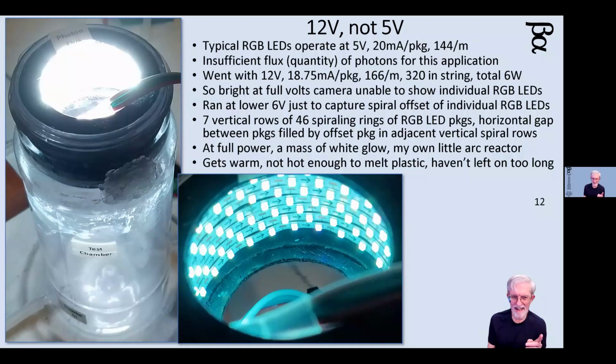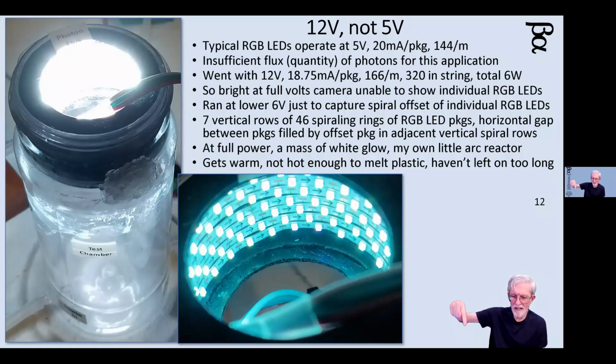Picture on the left is with the flux generator running. It's not a flux capacitor, it's a flux generator running at the full 12 volts. And it was so bright, my mobile phone camera could not make out the individual LEDs. It was just a glowing white blob. So I had to drop the power supply voltage down to 6 volts until it was dim enough that you could see the individual LEDs.